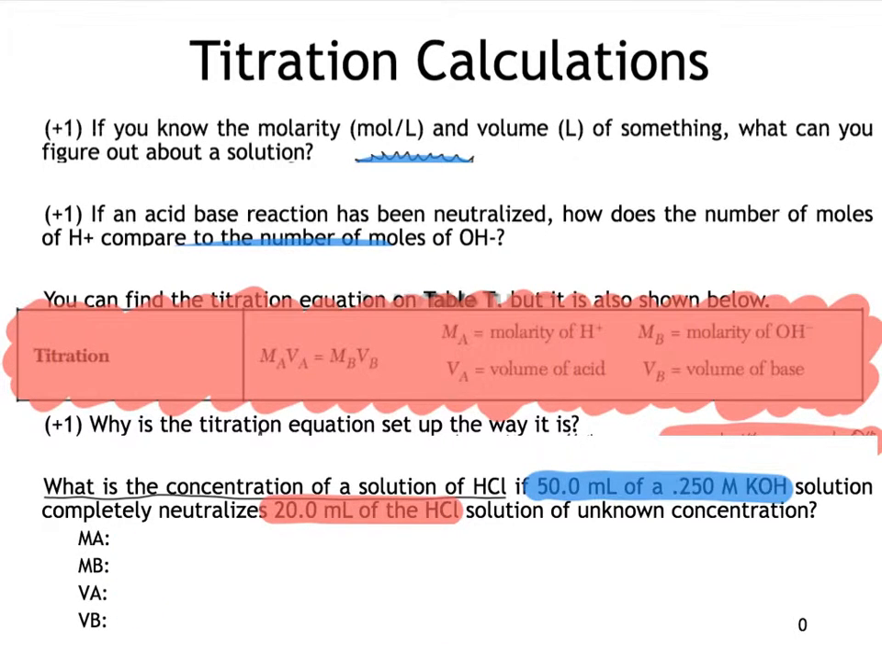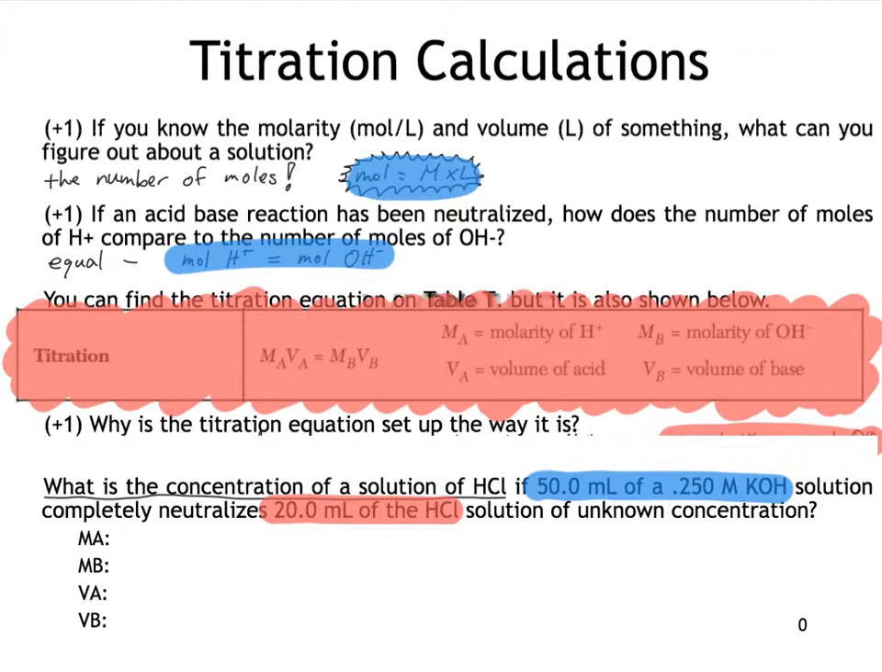As a review, here's why titration calculations work. If you have the molarity and the liters, you can find the number of moles. And if an acid has been neutralized, then the number of moles of hydroxide and hydrogen are equal. So if you can find the number of moles of one of them, you can find the number of moles of both. In other words, we'll just use M times L equals M times L. You can see more evidence of that here. M times L is the same thing as MAVA or MBVB, which is the way our reference table writes it. It's saying that M times L equals M times L, or moles equals moles. That's what it is down there.